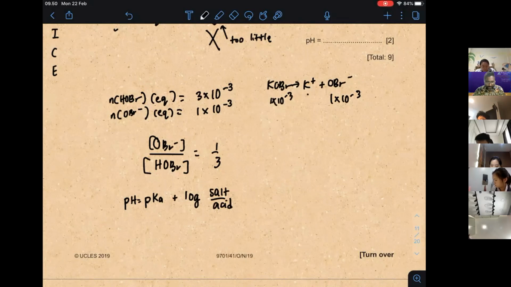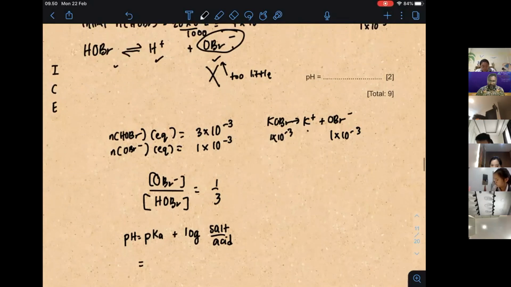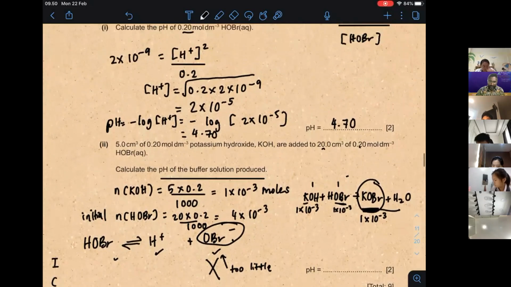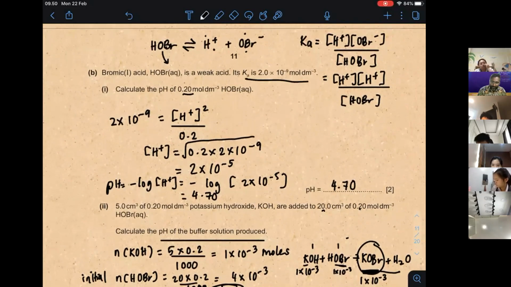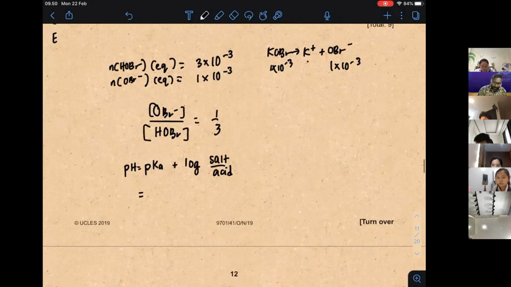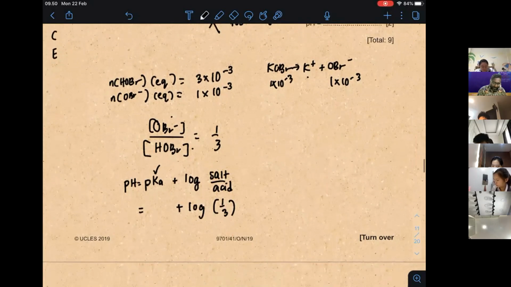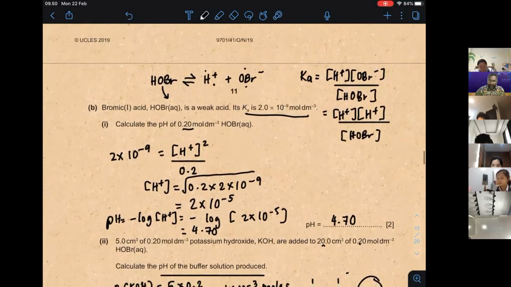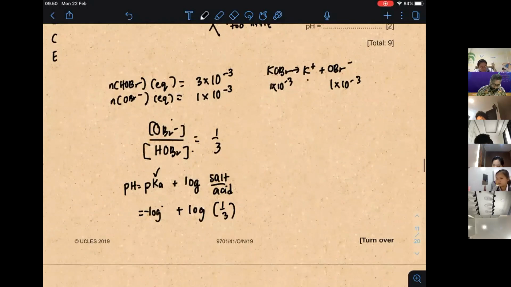So whichever way you use, you will get the answer. The pKa I'm going to use is the pKa that I have. Use the Ka over here. You can calculate the concentration of salt and acid. You can see this is the salt, this is the acid. So you can use log 1 over 3. The pKa is going to be negative log 2 times 10 negative 9, and then you get.